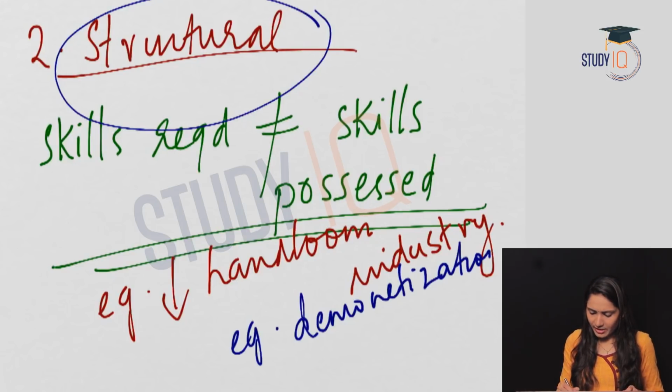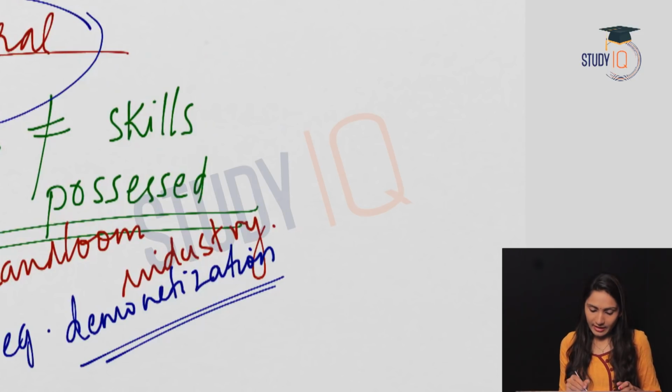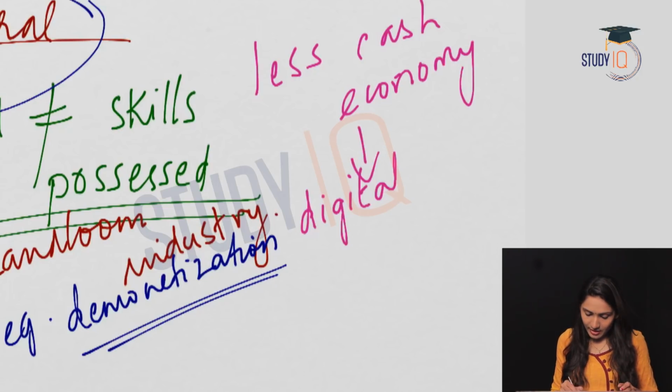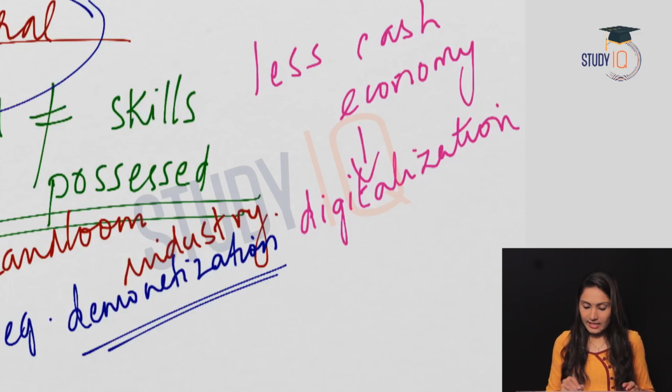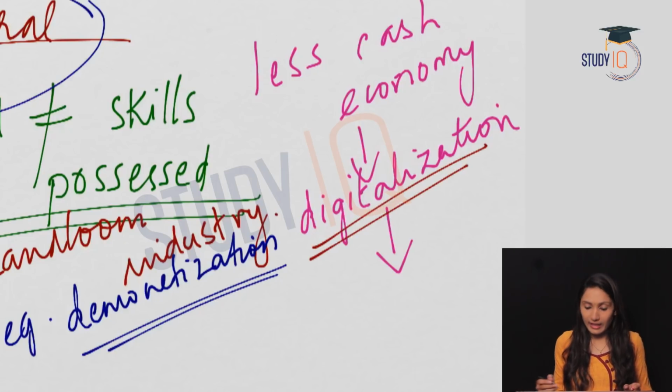During demonetization, the government insisted on promoting a less cash economy. Under a less cash economy, digitalization was necessary, and this digitalization was unfamiliar to many Indians. Many merchants, small traders, and even bankers did not have enough skills for digitalization.